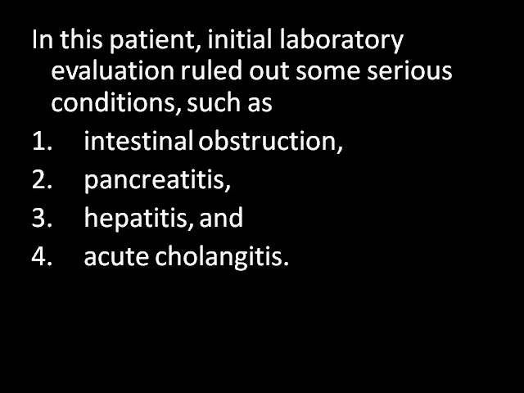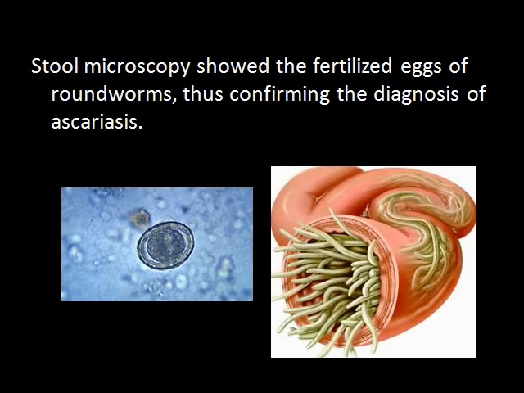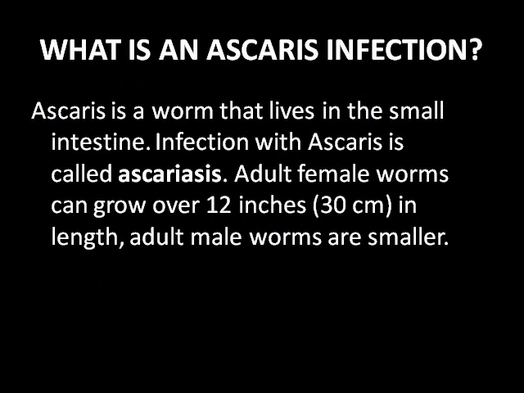In this patient, initial laboratory evaluation ruled out intestinal obstruction, pancreatitis, liver disease, and acute cholangitis. Immediately an X-ray was taken. The ultrasonography showed roundworms, and it was done mainly to rule out appendicitis also. A CT scan is not needed to diagnose appendicitis. There is a picture of the roundworm under the microscope, and the picture on the right side is simply an animation, but sometimes in unhygienic situations intestinal obstruction due to roundworms can also occur.